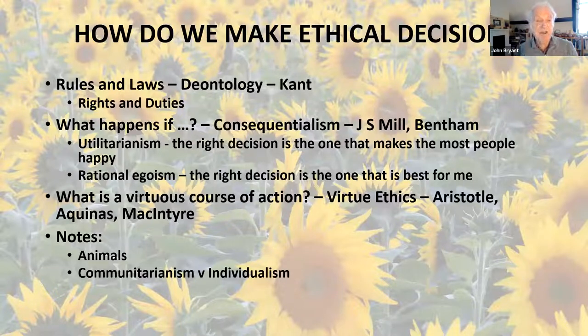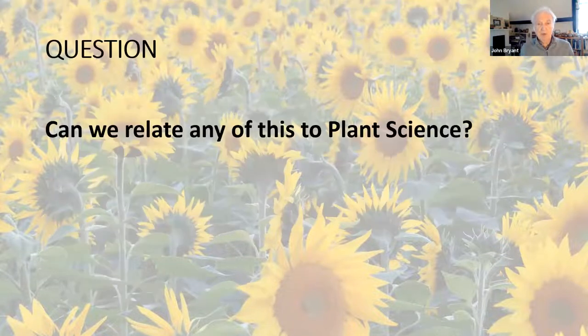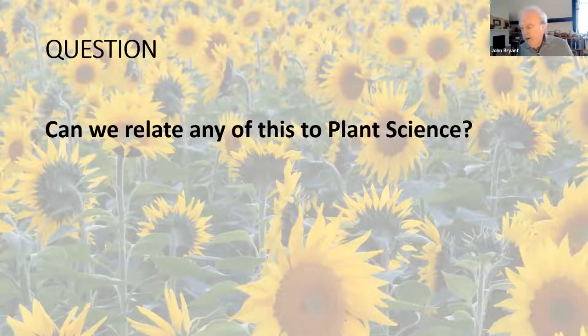And the second thing I want to say in relation to all three of these ethical systems is we need to think about, are we talking about the community as a whole, or are we talking about individuals? So communitarianism would mean that we have an ethical view of thinking about the whole community rather than me as an individual. So those are the kind of ways that ethical decisions have been made over the centuries, coming right up to the 21st century. But my question is, can we relate any of this to plant science?